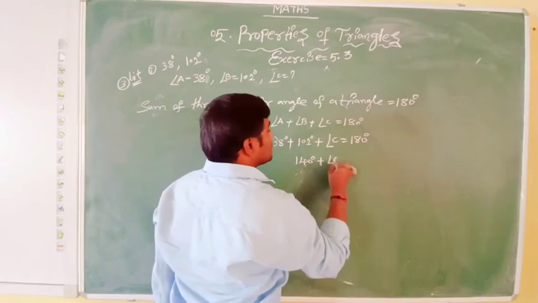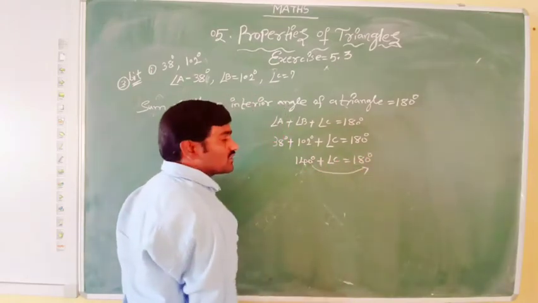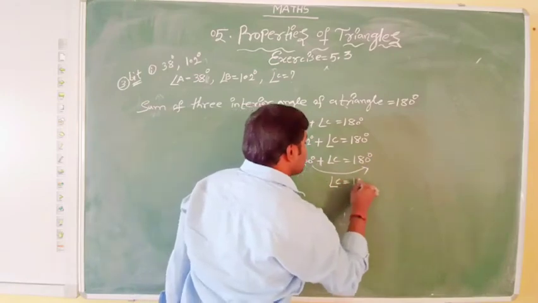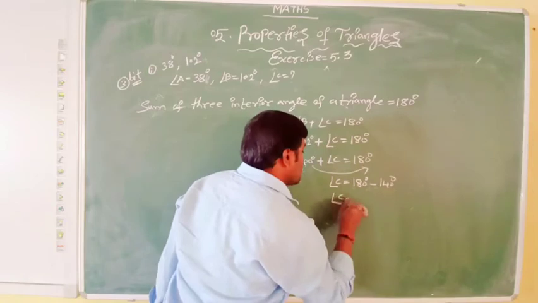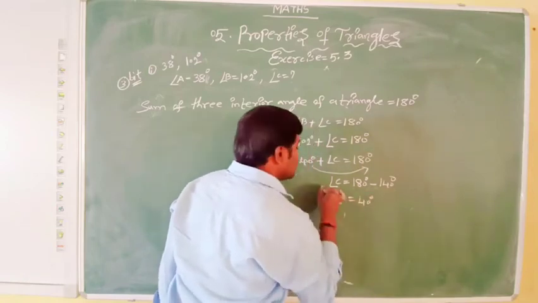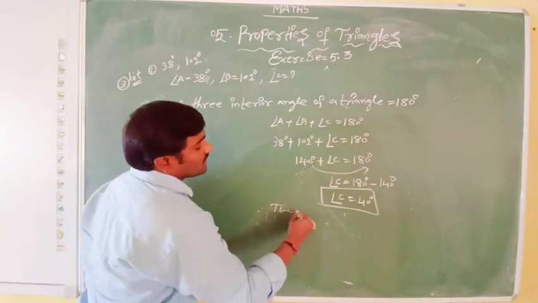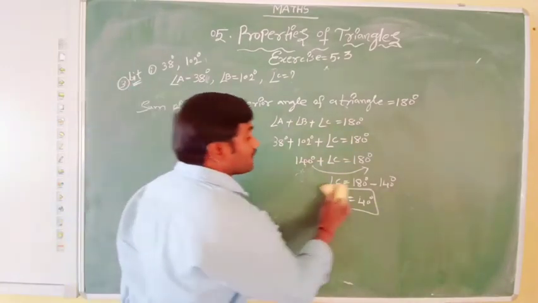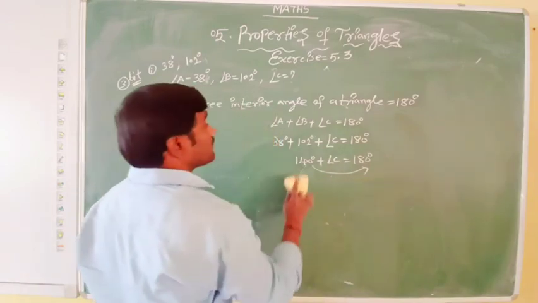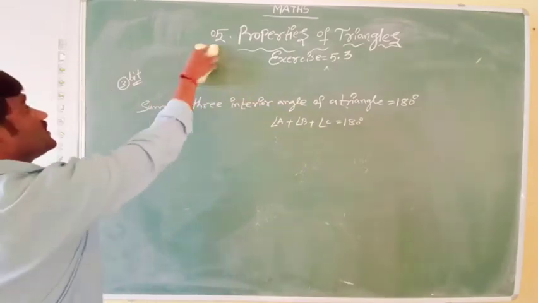140 degrees plus angle C equals 180 degrees. Transferring this 140 degrees to this side, we get angle C equals 180 degrees minus 140 degrees, hence angle C equals 40 degrees. Therefore the third angle is 40 degrees. So in this way we can write. Then the remaining questions I have to do in the same way.